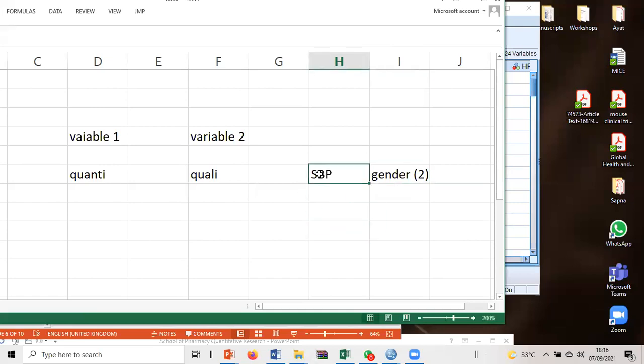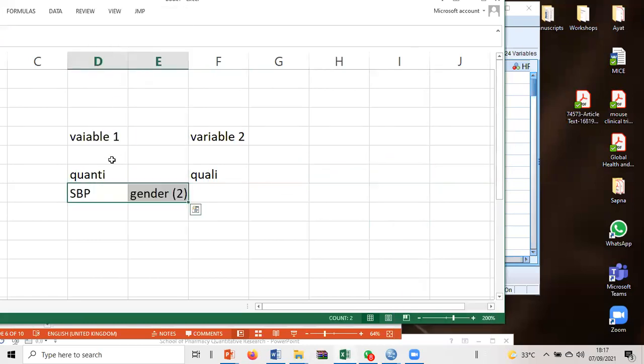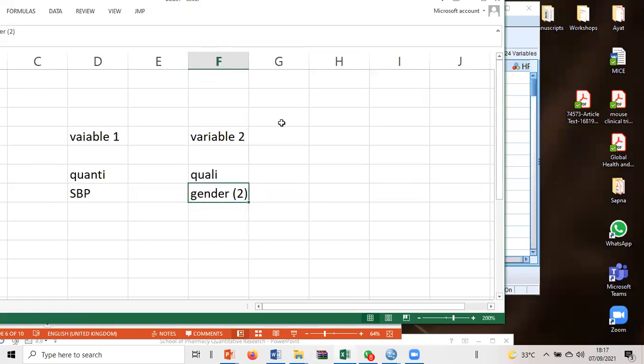So variable one, quantitative, you put below here. This is quantitative, this is qualitative. So the test will be the t-test, independent sample t-test. Or if the variance is not equal, Mann-Whitney, non-parametric. Quantitative versus qualitative, two levels.